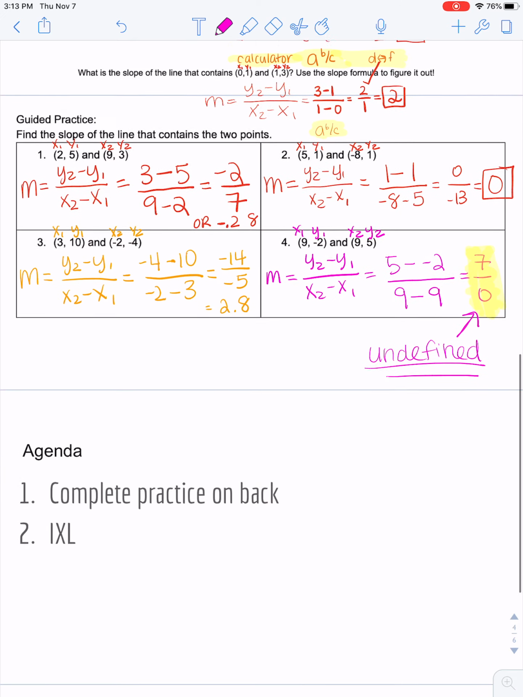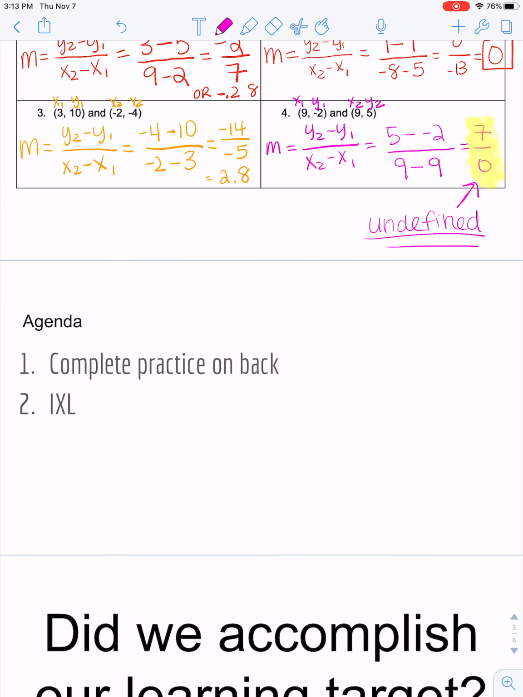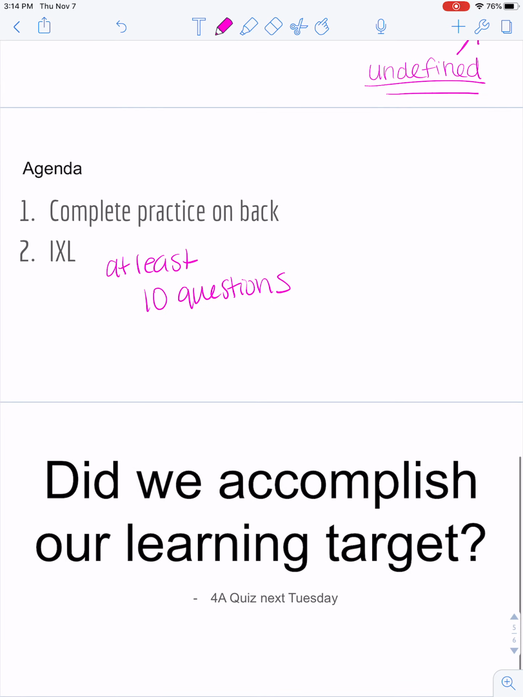All right, please make sure you are completing the practice on the back of your notes, and then try to get at least 10 questions on the IXL that is on Schoology. Remember that you have a quiz next Tuesday over this.